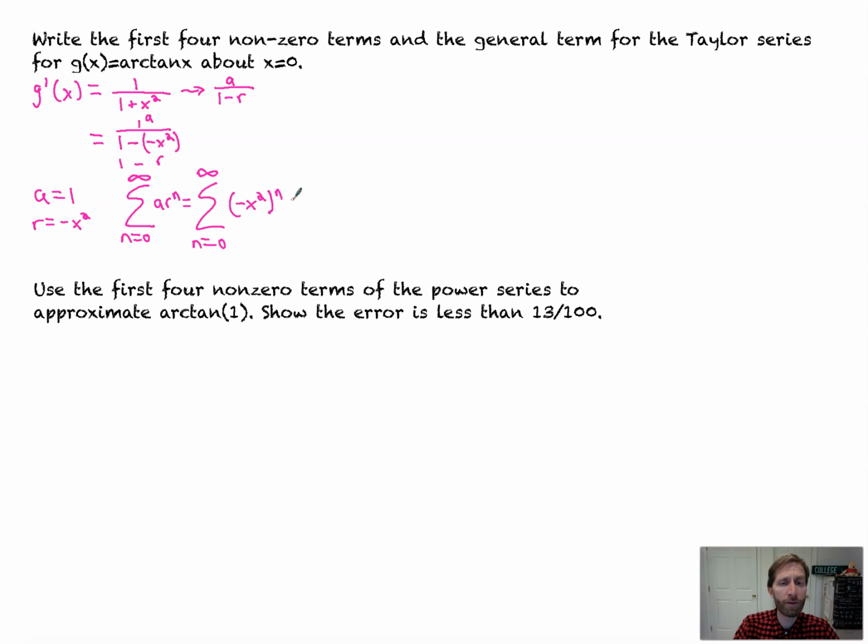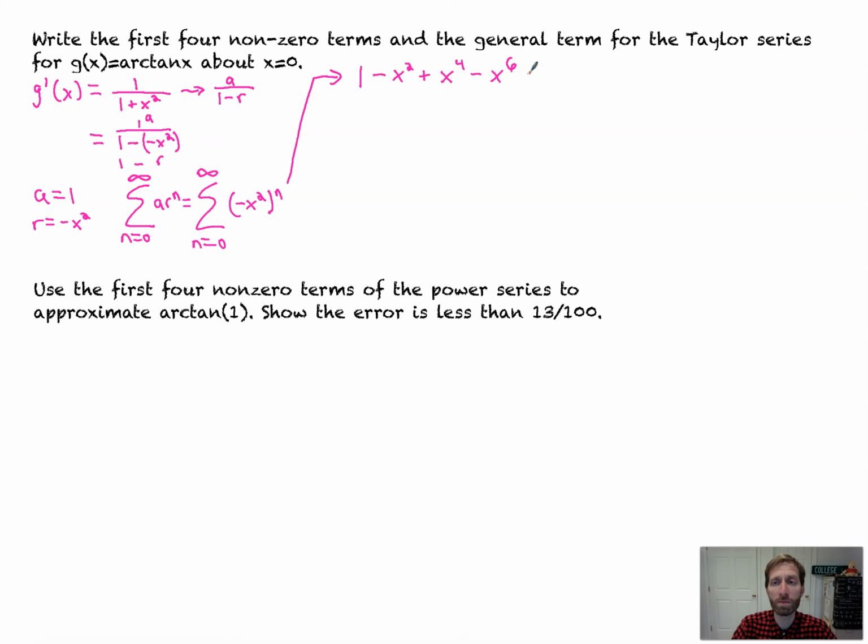Now, this is going to be the first four non-zero terms and the general term of the derivative. We'll have to integrate this to get back to arctan. Let's see what we got. So, first of all, let's expand this out. When I plug in 0, I get 1. I'm going to multiply by minus x squared each time. So I get minus x squared, times minus x squared is x to the 4th, times minus x squared is minus x to the 6th.